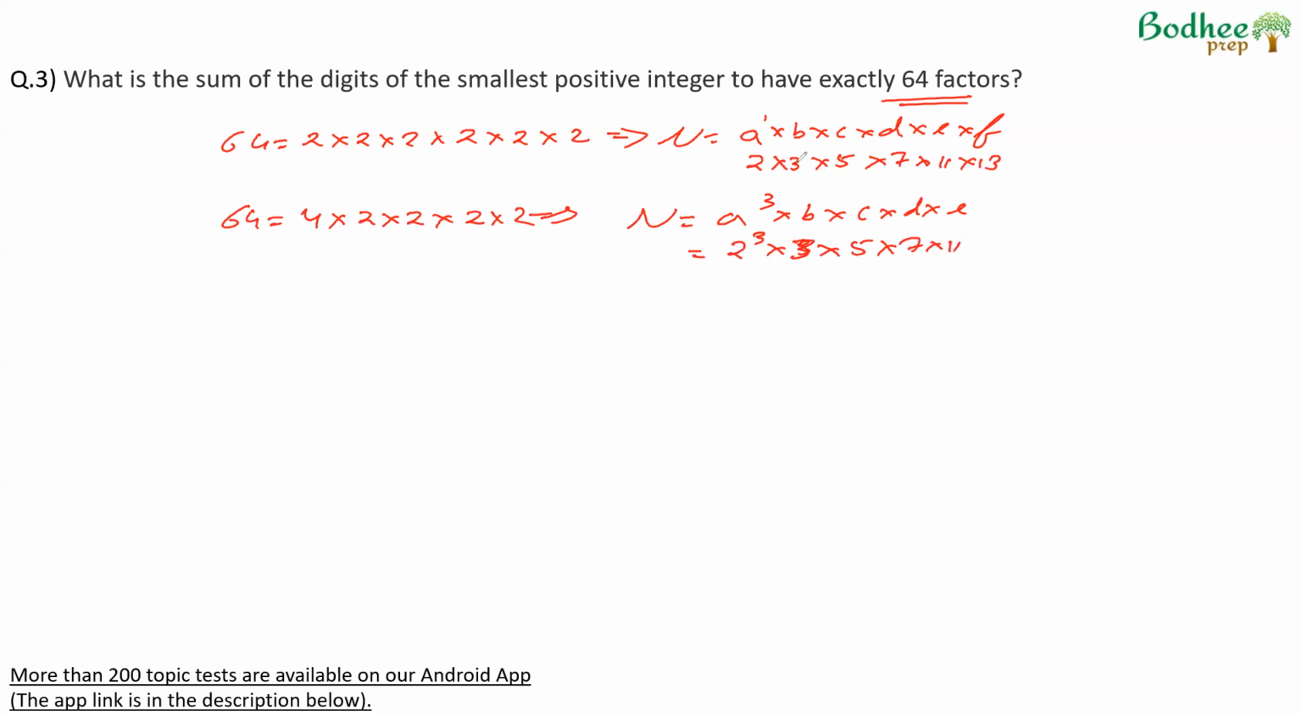Clearly, 2 cube is 8, so 2 into 13 was 26. Now we have 8. Therefore, this will be a larger number than this one. The rest is same. So the first case can be eliminated.